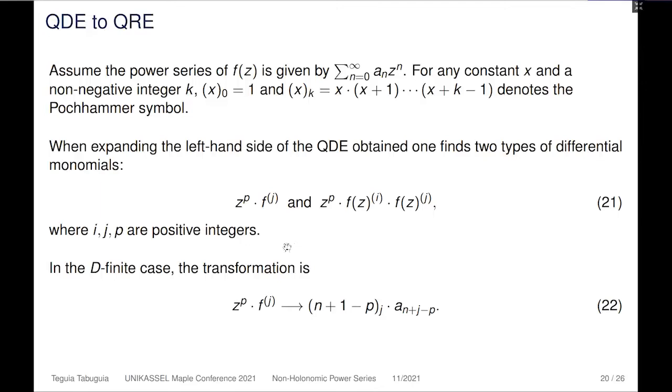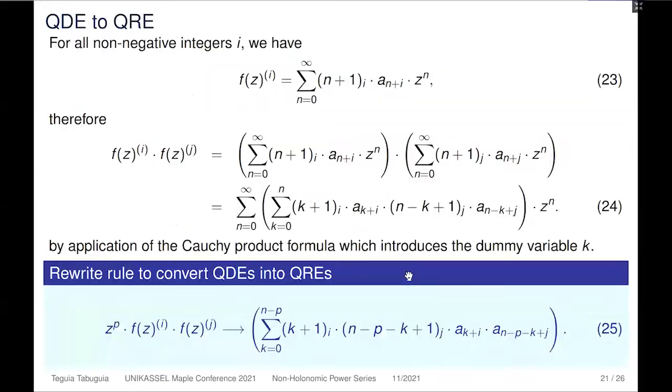The definite case is known; the rewrite rule is given by this formula here, in 22. For the delta-finite case, if you consider the derivative of order i, then we have this formula. Then if you take the product, by applying the Cauchy product formulas, this is what you obtain. After multiplying them by z to the power p, you shift the symbol n and you get the rewrite rule in formula 25. So this is how we convert the differential equation to the recurrence equation.